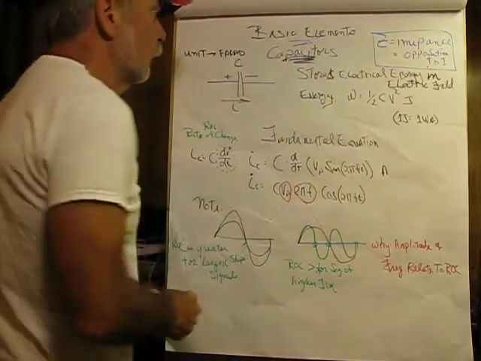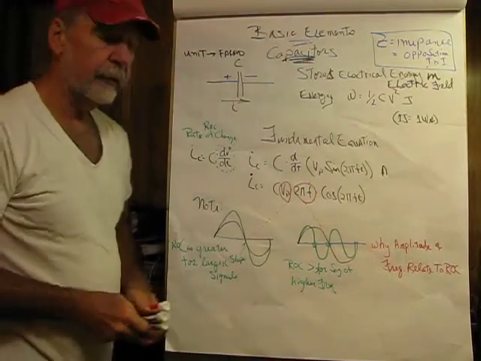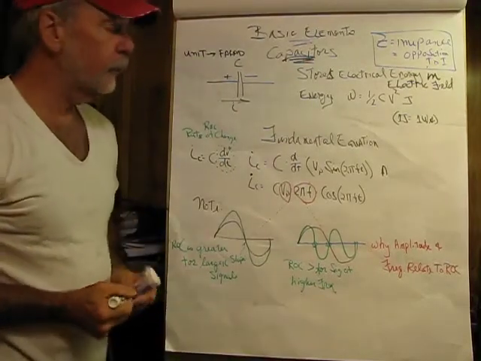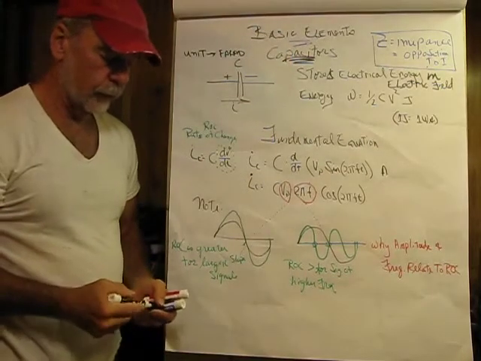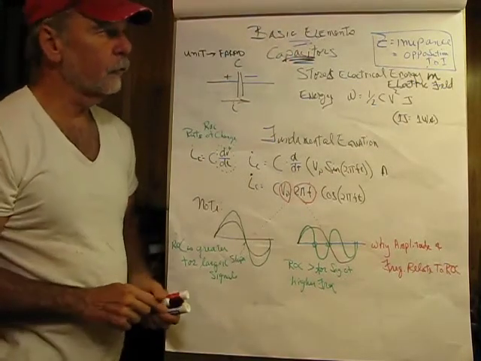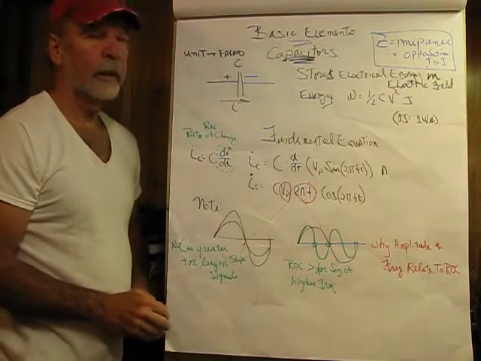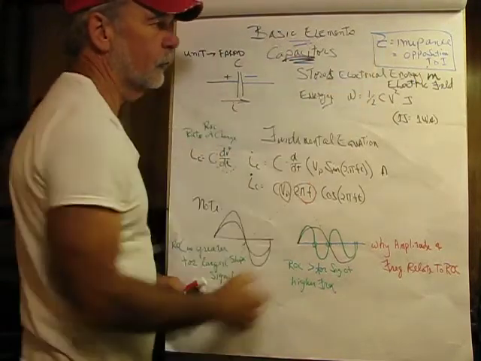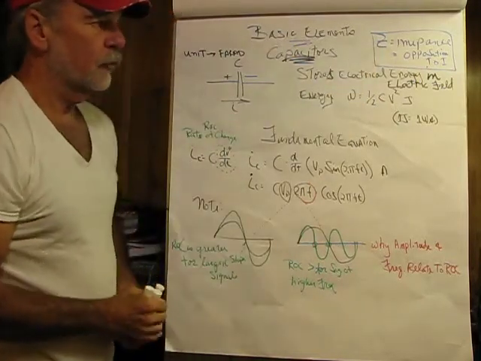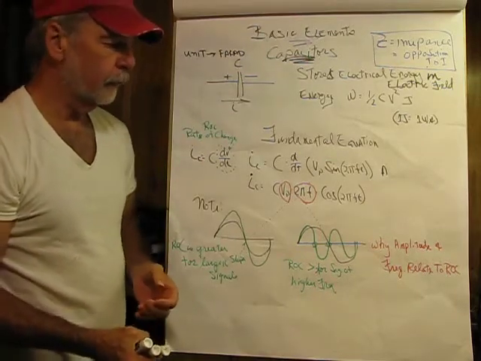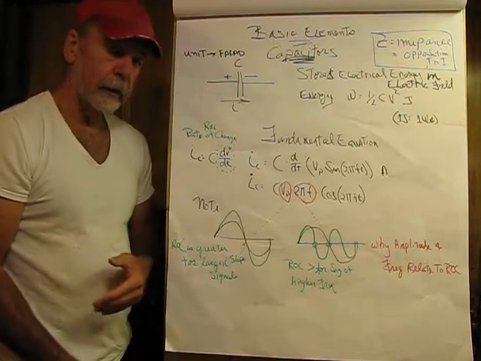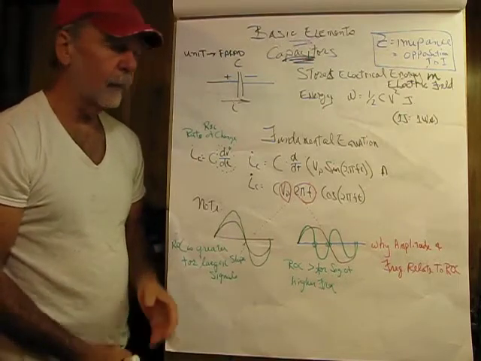Hi, my name is Jim, and today we're going to be talking about the basic elements in AC circuits. The elements include capacitors and inductors and, of course, resistors. And just as a reminder, impedance, symbol Z, is the opposition to current flow in an AC circuit, and that may involve an R, an L, or a C, or any combination therein.